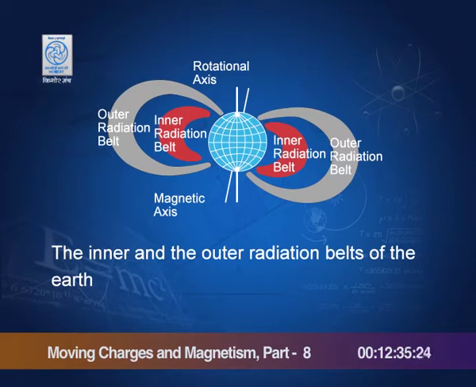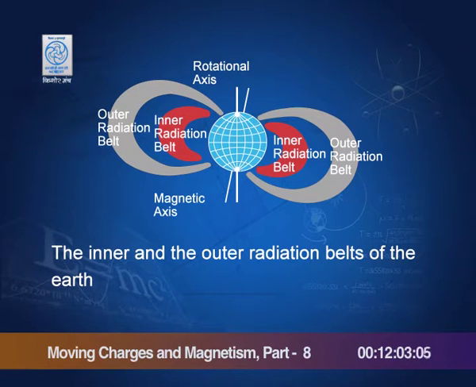This picture is from SSCL Montana University. Here are the two belts. This red one is called the inner belt, and this gray one is called the outer belt. So, we have two belts, the inner belt and the outer belt, and incidentally we also show the axis of rotation of the earth and the magnetic axis of the earth, just to familiarize you with this kind of thing.